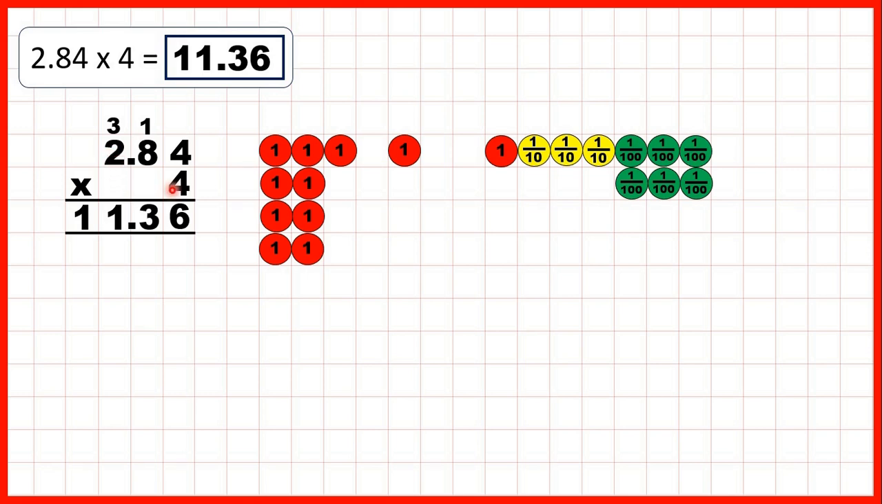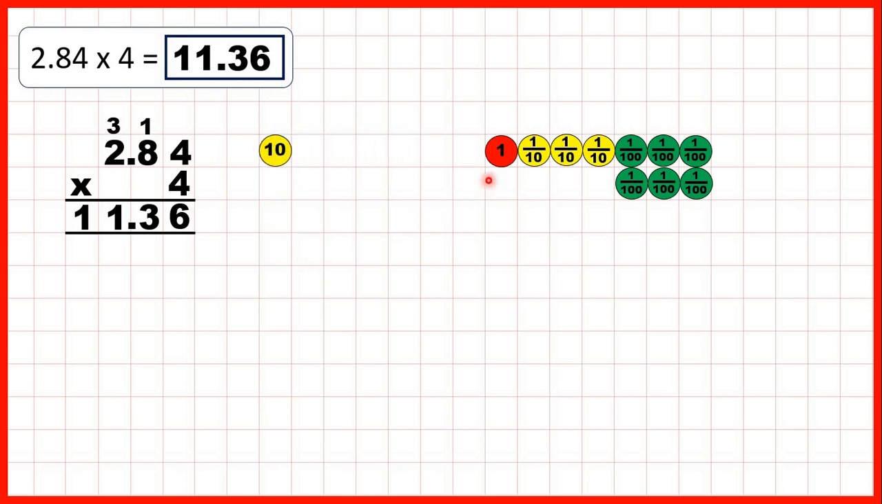Then we did 2 times 4 and added 3, and that gave us 11. And you can see here we now have 11 ones. We can push 10 of those ones together to make 1 ten and 1 one.